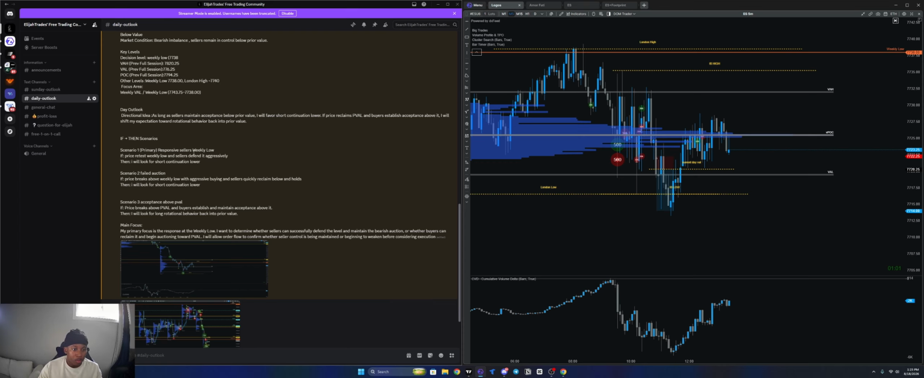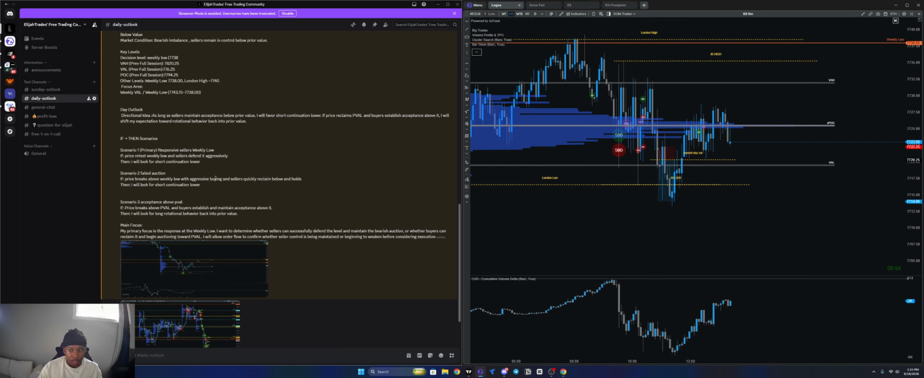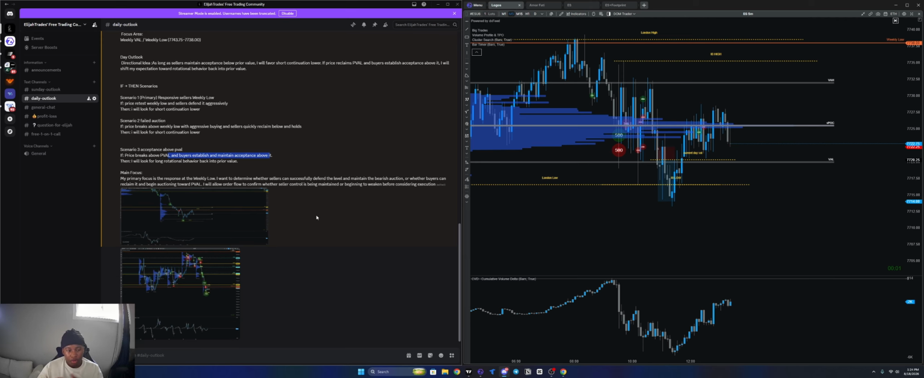So my scenario one was responsive sellers, but price never went back to this previous low. And the setup that I took wasn't in my scenario. Why? Because I'm not going to write like 5 to 10 scenarios. There's so much, but I only write the scenario that has a high probability of playing out.